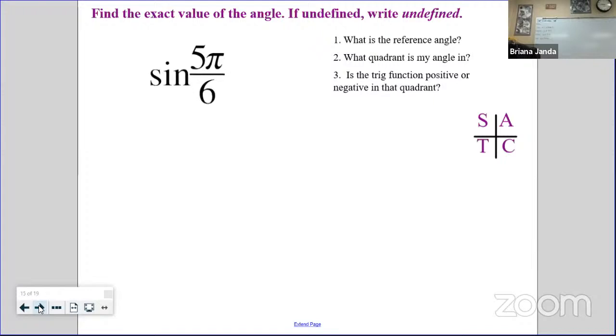Okay, shall we see how we did? See if your method worked for you. First of all, drawing 5 pi over 6. 6 over 6 is half a circle. 5 is 1 short of that. I should have landed into quadrant 2. My reference angle is pi over 6. I am doing a sine problem, which happens to be the only thing positive in quadrant 2, so my answer is going to be positive.